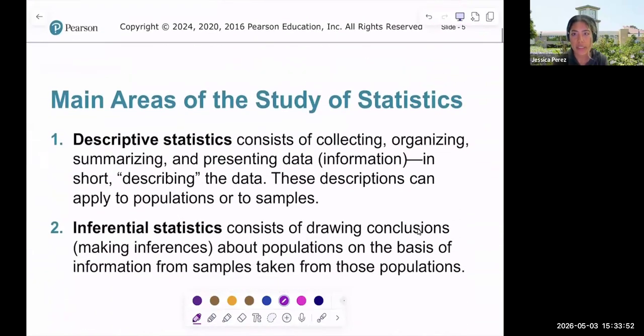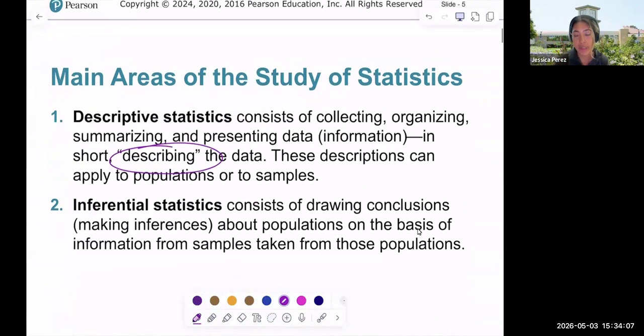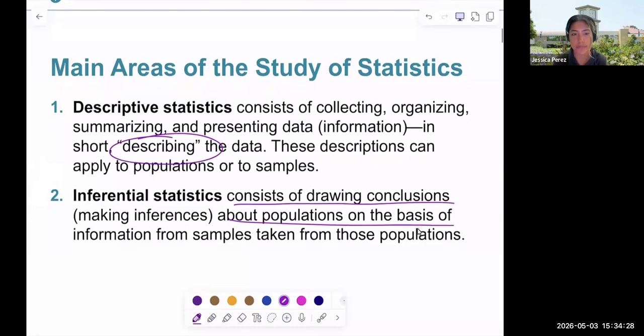What are the main areas of statistics study? So there's two types most of the time. It's descriptive statistics. What it does, it collects, organizes, summarizes, and presents data. This is the basic type of describing data, whereas inferential statistics consists of drawing conclusions about populations based on samples taken from those populations. So the descriptive is just the collecting, the organizing, the summarizing. The inferential is where you start doing formal conclusions and hypothesis testing based on a population.